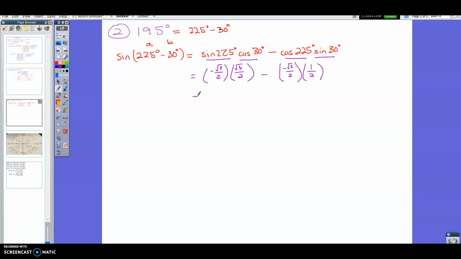So just like the others, we just multiply across. Negative square root of 2 times the square root of 3 is negative square root of 6. 2 times 2 is 4. Here we're going to have two negatives, so that's going to change this to a plus. Square root of 2 times 1 is square root of 2. And 2 times 2 is 4.